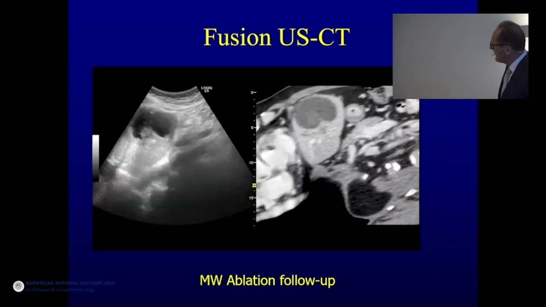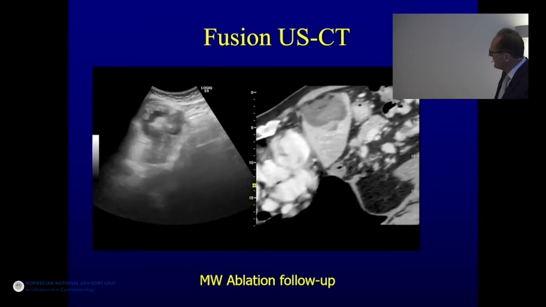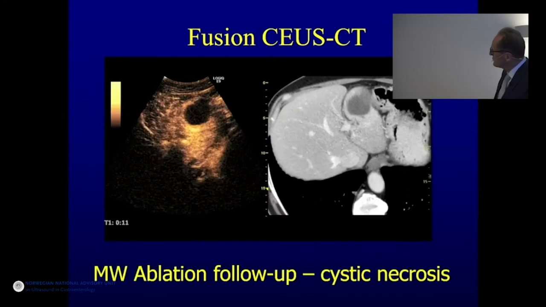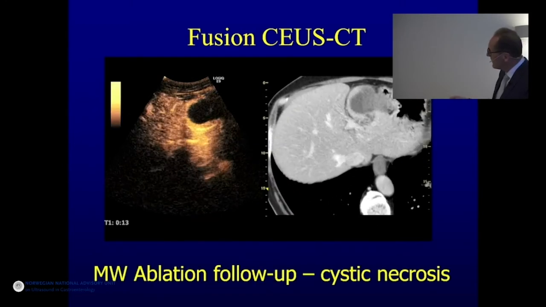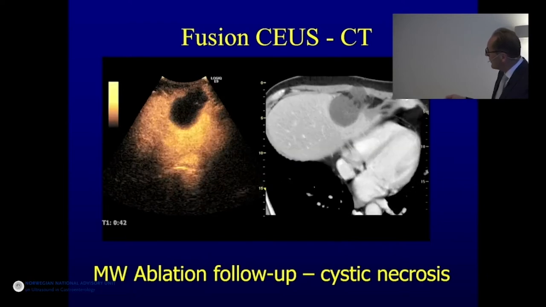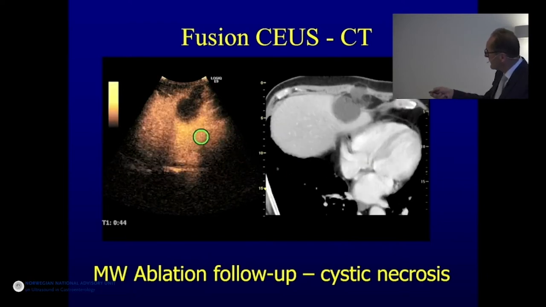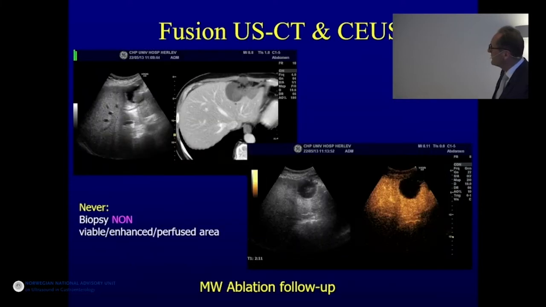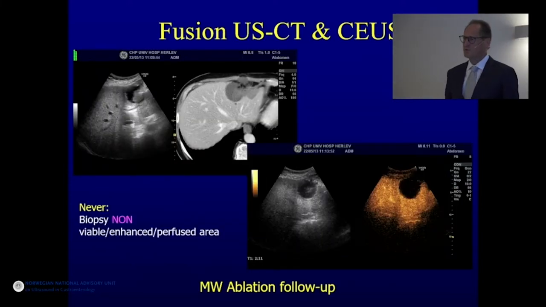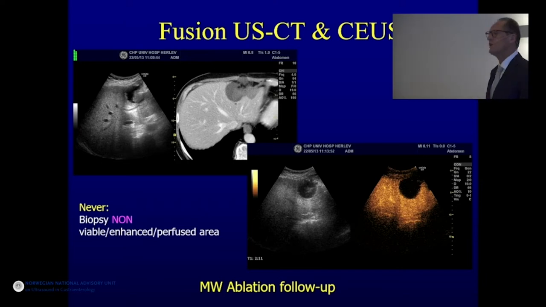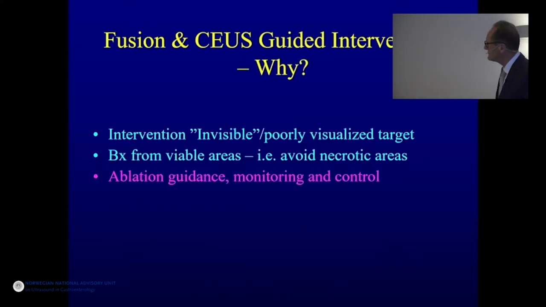So we did this fusion, you can see, with contrast agent, fusion, CEUS ultrasound, CEUS CT, and you will be able to see there is no take-up of contrast in this lesion. So all we see is necrotic tissue. It is maybe a clot, maybe necrosis, but it's not viable tissue, so don't take a biopsy from that.